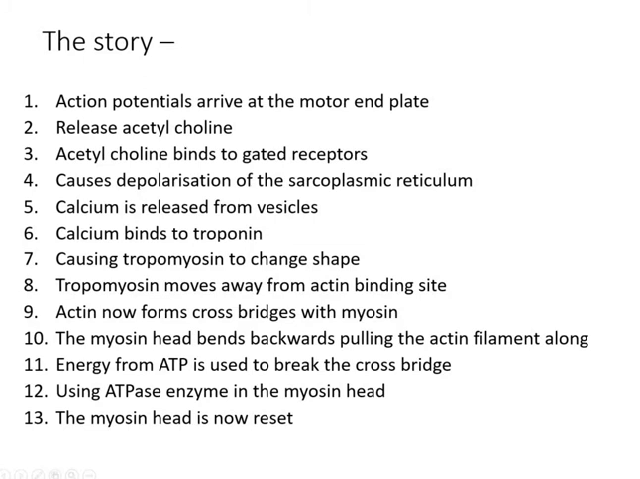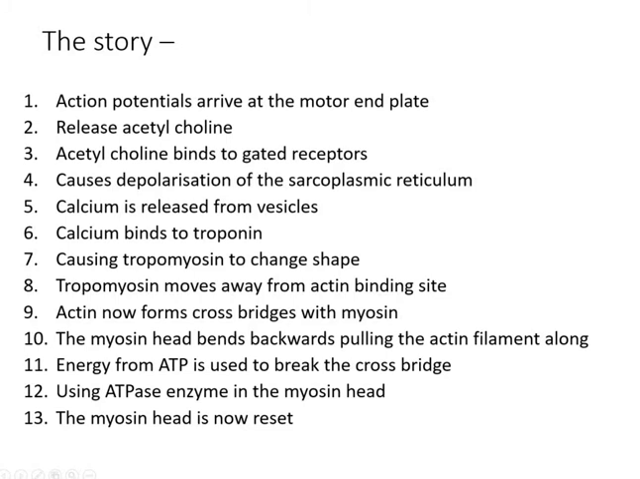So the first step is the action potential gets to the motor plate, releases acetylcholine, and so on. We get to the point in which calcium is ready. Okay, so you kind of knew step one. Calcium binds to the troponin. That causes the tropomyosin to change shape and be pulled away from the actin binding site.